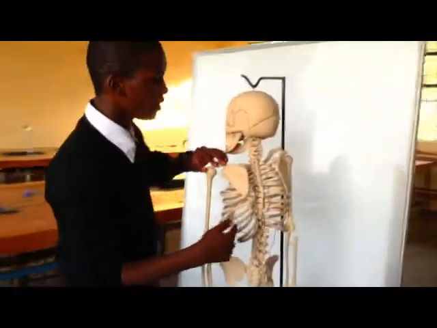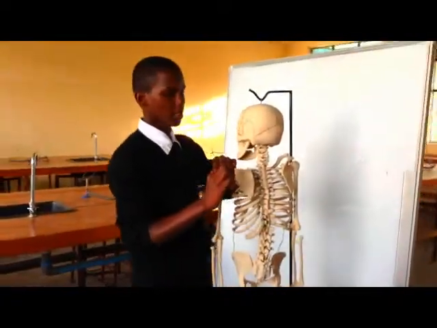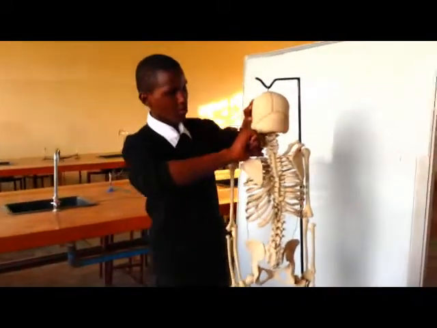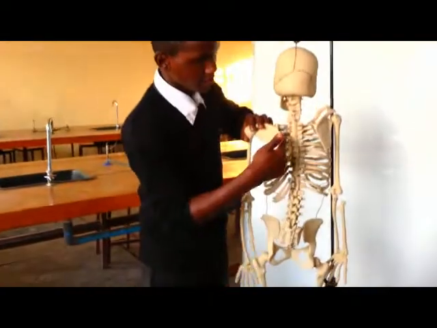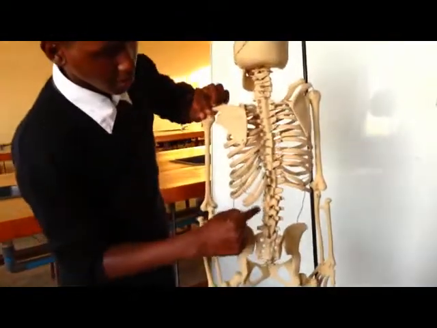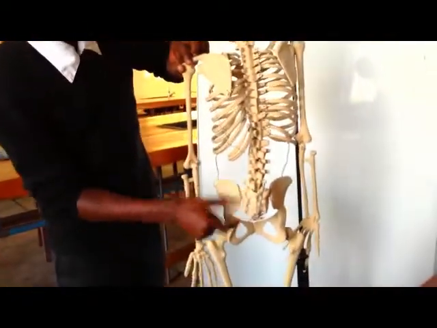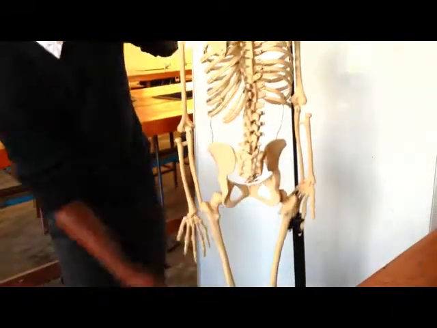The vertebral column is divided into 5 main parts. The first one is cervical vertebrae, then thoracic vertebrae, lumbar vertebrae, sacral vertebrae, and caudal vertebrae.